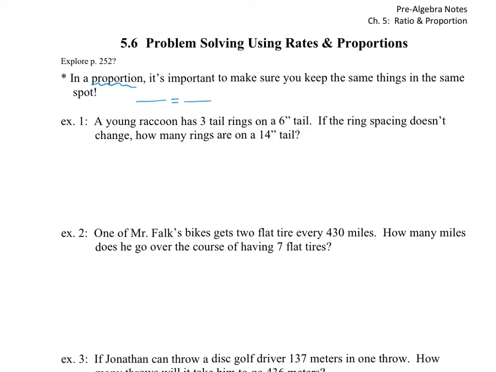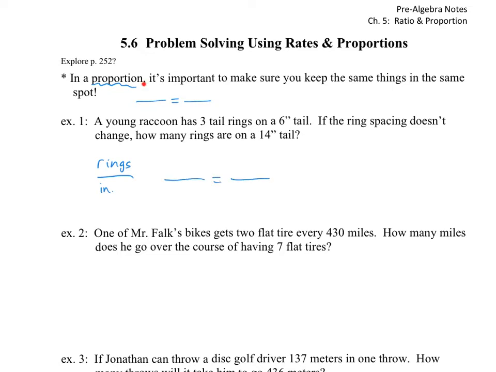So we have a young raccoon has three tail rings on a 6-inch tail. If the spacing doesn't change, how many rings are on a 14-inch tail? So we have two different things. We have the number of rings and we have the length of a tail. And I'm going to write it like this because the main mistake that I see is people get those in the wrong place. So if I put rings on the top and the number of inches in the tail in the denominator, now I can set up my proportion.